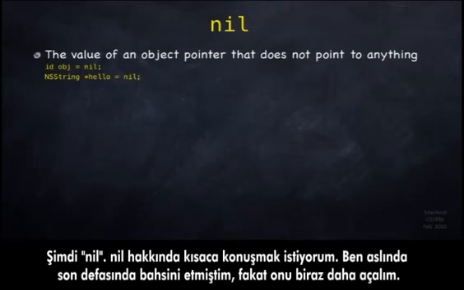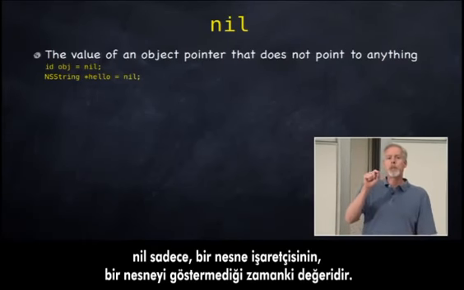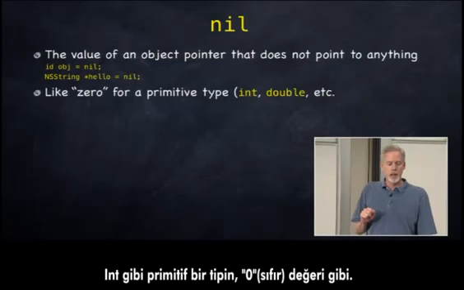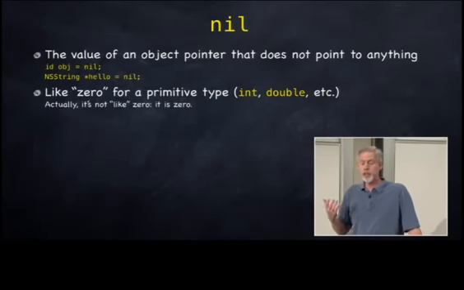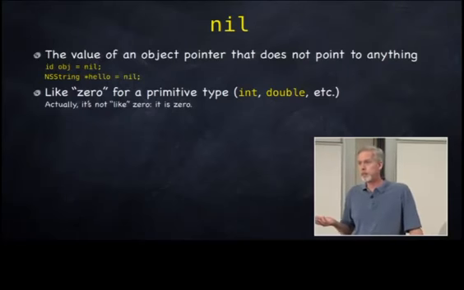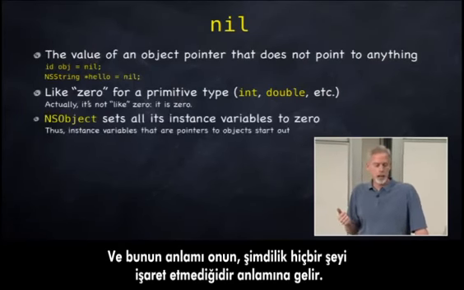So nil, I want to talk about nil briefly. I actually mentioned this last time, but I want to be clear about it. nil is just the value an object pointer has when it's not pointing to an object. It's kind of like 0 for a primitive type, like int. In fact, it is 0. That pointer is 0. And that just means it's not pointing to anything right now.